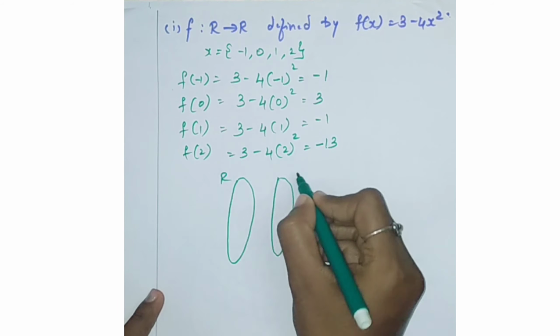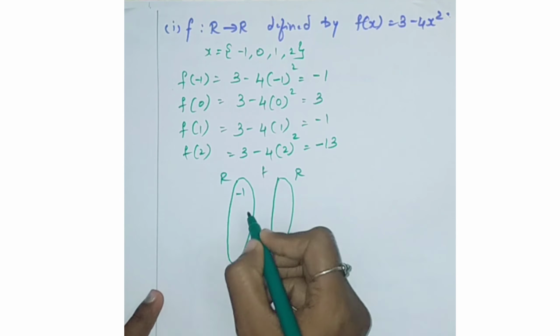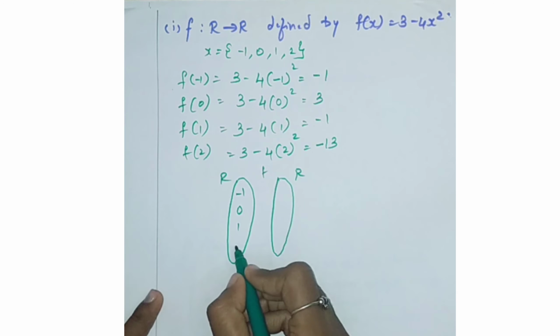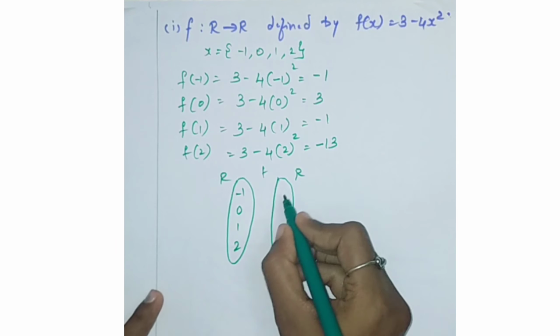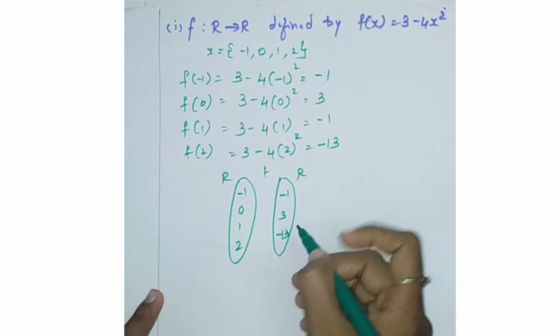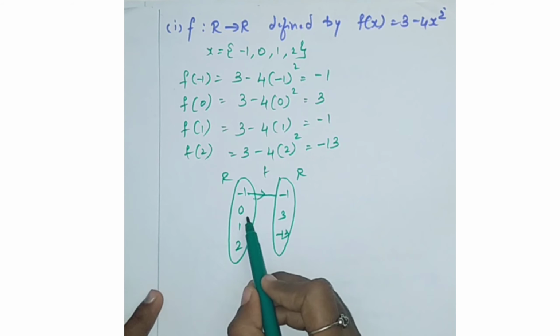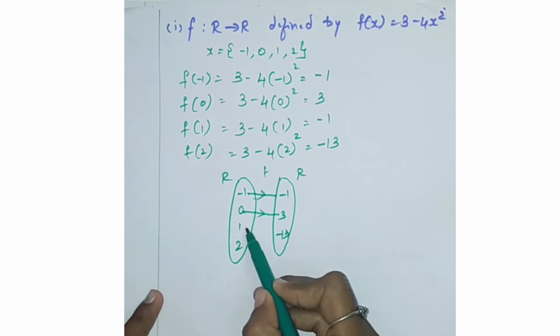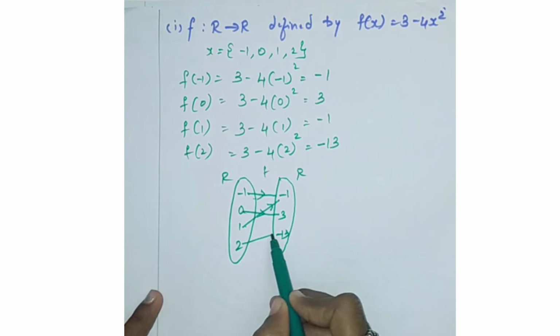So both are R. So we are doing a function here. What are your x values? You just write them here and write your codomain values there. That is minus 1, 3 and minus 13. See, for 1 it is minus 1. For 0 it is 3. For 1 also it is minus 1. For 2 it is minus 13.